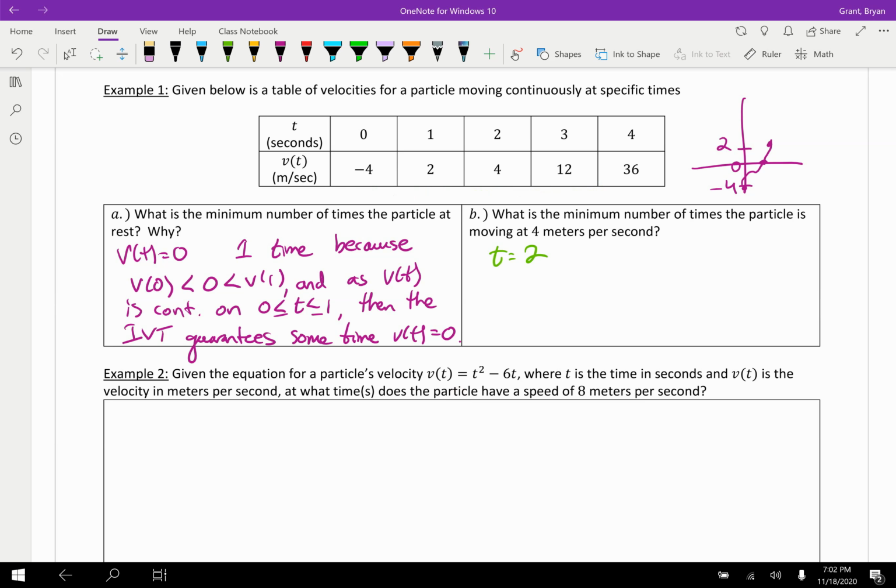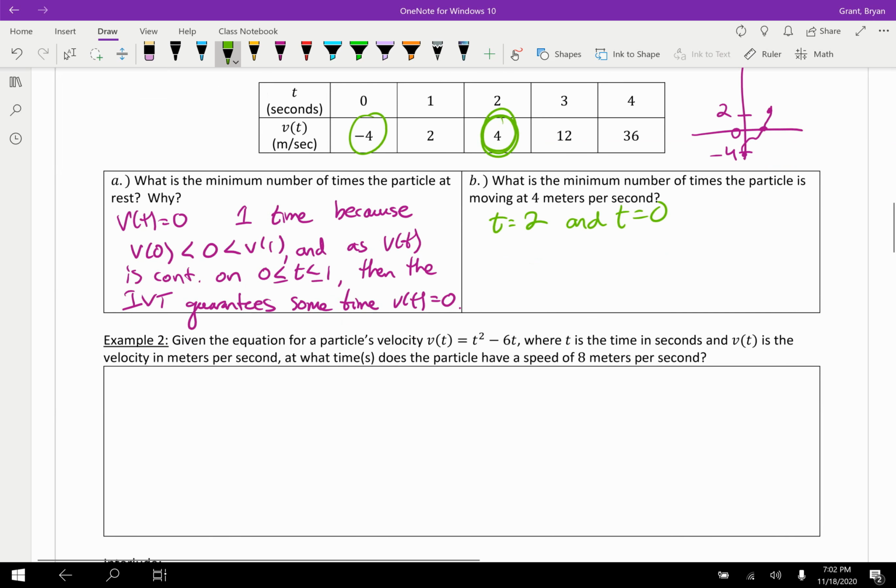It seems like there might only be one spot. But then hopefully you're saying, whoa, whoa, whoa. Isn't the particle moving at 4 meters per second at a time of 0 as well? And you're right. Although this says negative 4, that just means moving left at 4 meters per second. And so when we're looking for speed, we need to be very careful. We need to find all the negative and positive values where that speed occurs. And that gets a little tricky.